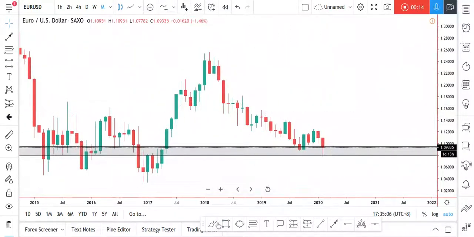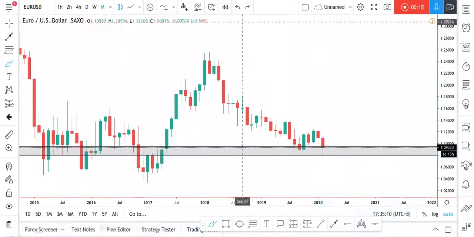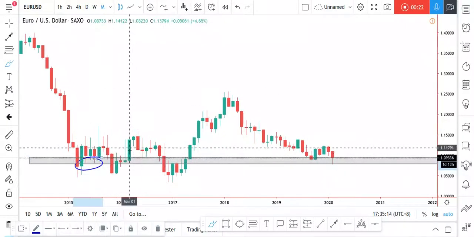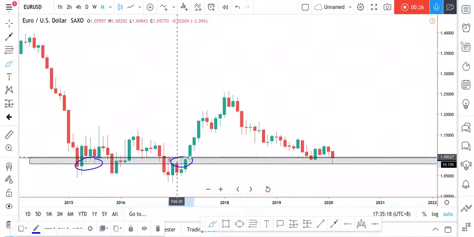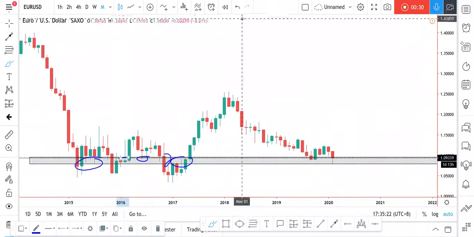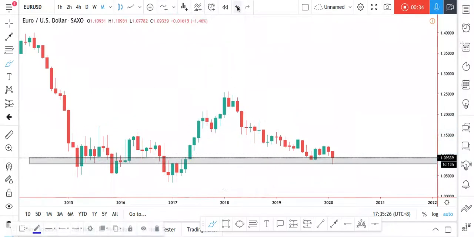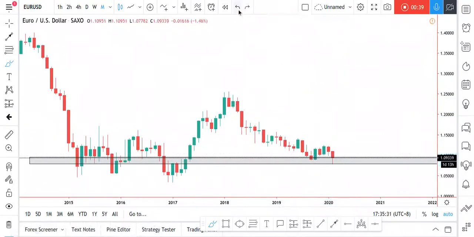It's very clear and simple that we're starting to get a nice rejection around this area. If you have a look at previous price action over here, we had very strong support. What we had over here is a very strong resistance again. We had support again, we had resistance, so this is a very strong area in the market. Now that we have broken to the upside and come down to retest this area again.